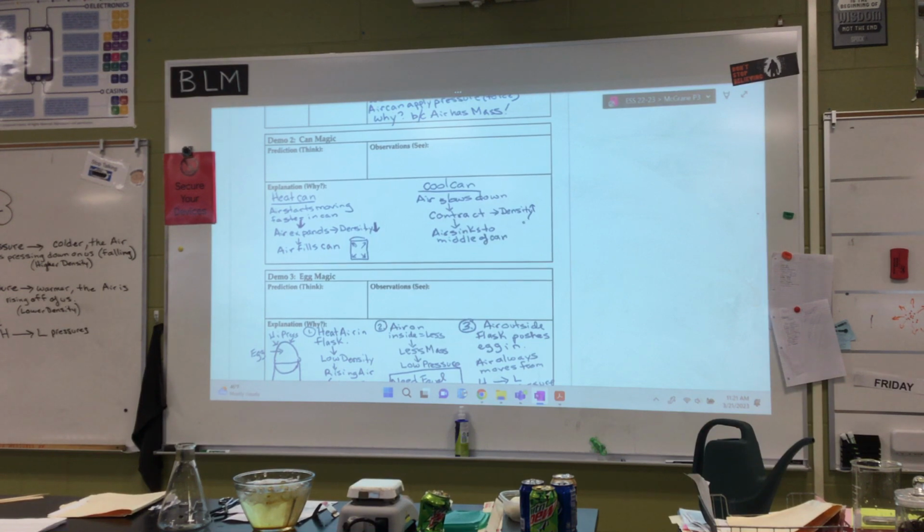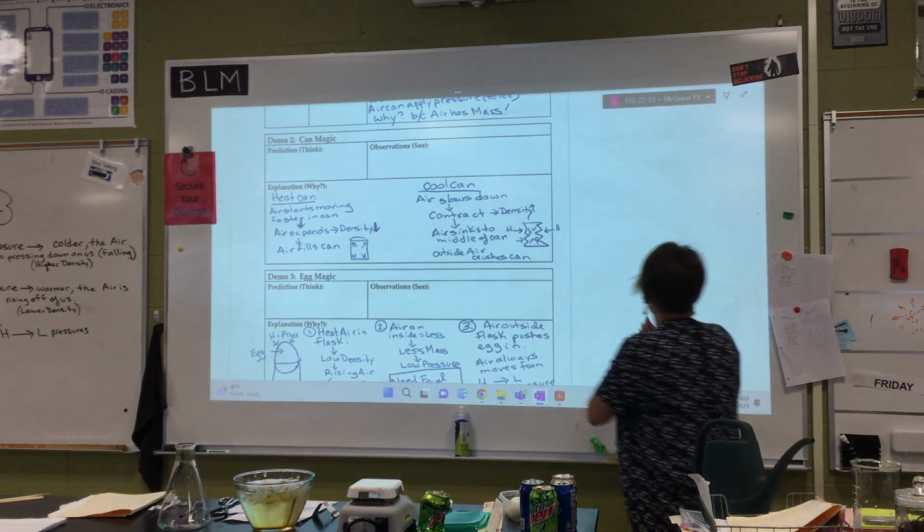All right, so I'm going to go ahead and try to draw that over here, showing that the can has been crushed. So the air pulls into the center. The outside air then pushes into that empty space that was left behind. We have high air pressure pushing in. So, outside air crushes can. It always moves from high pressure to low pressure.